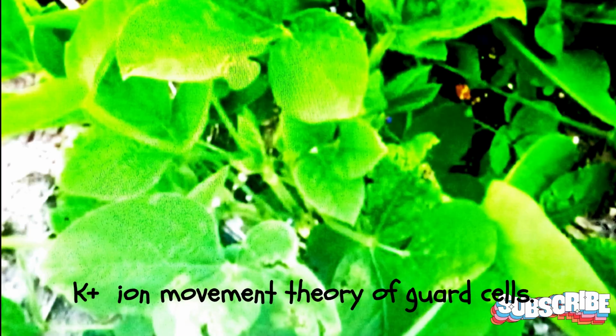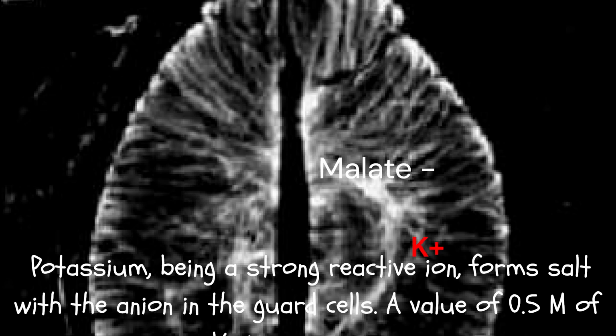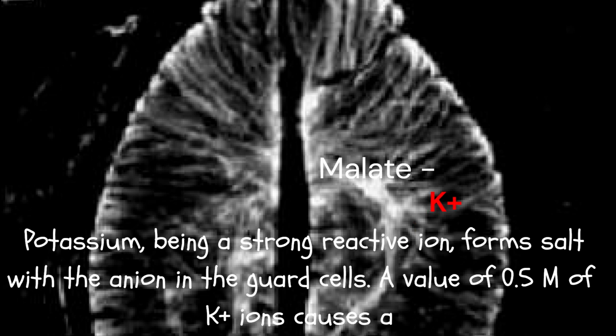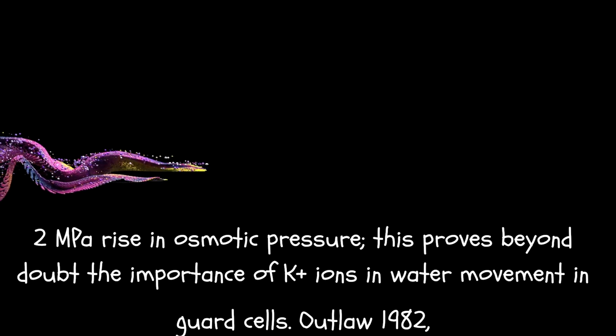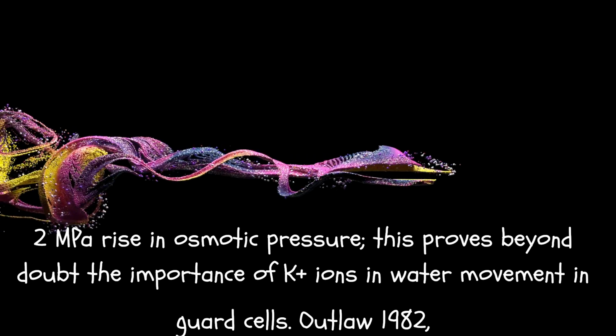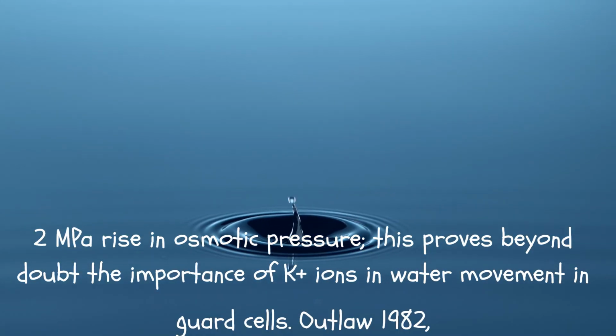K+ ion movement theory of guard cells. K+ ions move into the guard cells from the surrounding subsidiary cells. This causes a rise in the concentration of solute in the guard cell, thus favoring osmosis. Potassium, being a strong reactive ion, forms salt with the anion in the guard cells. A value of 0.5 M of K+ ions causes a 2 MPa rise in osmotic pressure. This proves beyond doubt the importance of K+ ions in water movement in guard cells.